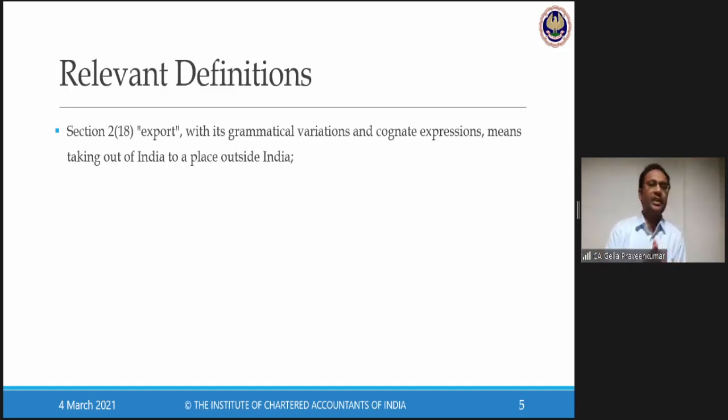Next. This definition is picked up from customs law, called export. Under customs law, export means, with its grammatical variation and cognate expressions, taking out of India to a place outside India. I repeat, taking out of India to a place outside India.